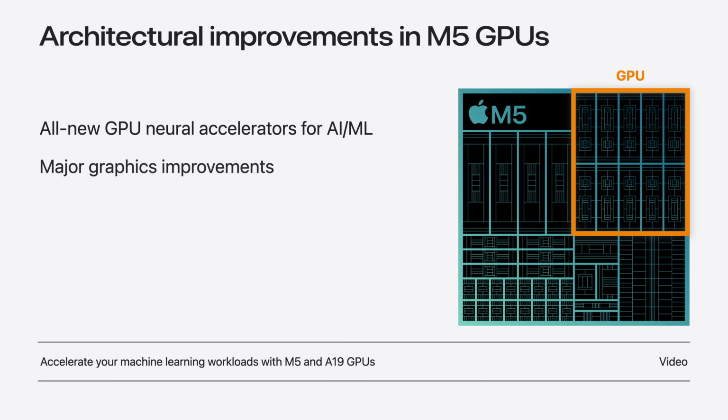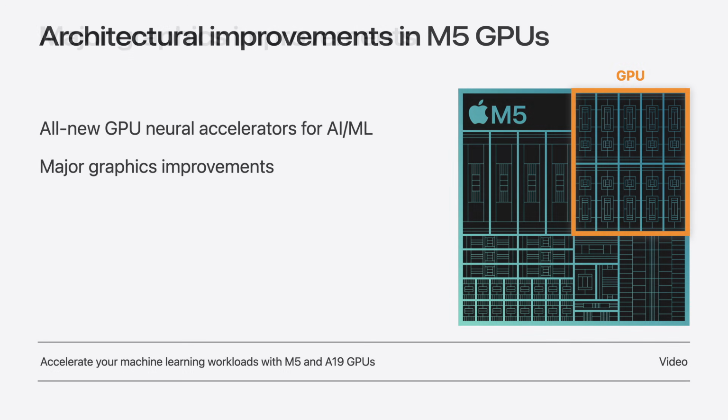M5 also brings major graphics performance improvements across the board. Let's take a look. M5 doubles FP16 and complex ALU execution speed. That means math-heavy shaders run significantly faster. Geometry throughput is also doubled, which will provide immediate performance gains for scenes with complex geometry. And with up to 30% more memory bandwidth, memory-bound workloads will see an immediate performance boost without any changes to your code.